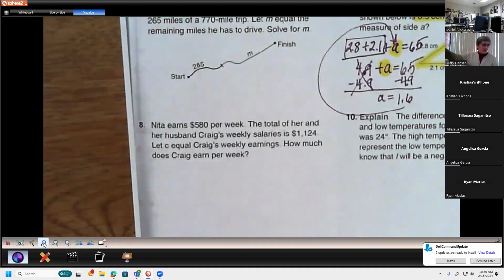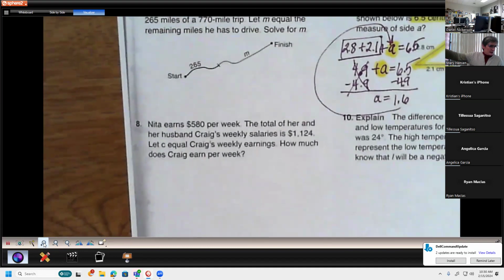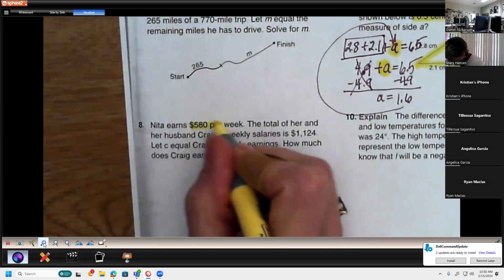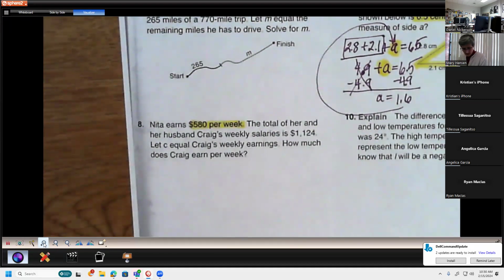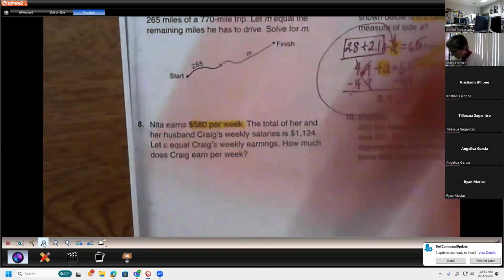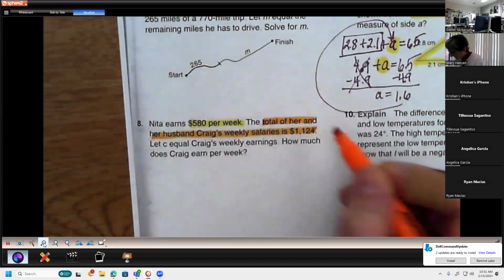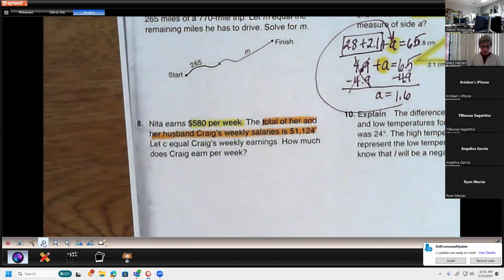Says Nita earns $580 per week. The total of her and her husband Craig's weekly salaries is $1,124. Let C equal Craig's weekly earnings. How much does Craig earn per week? So we know that Nita earns this much. And we know that the total is $1,124. Anybody know what operation total usually means?